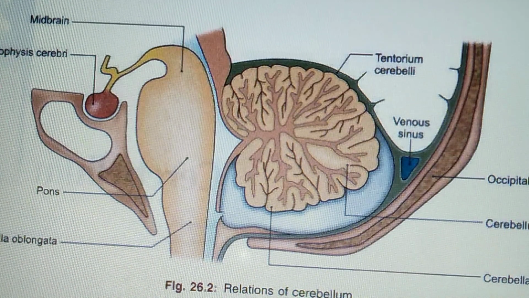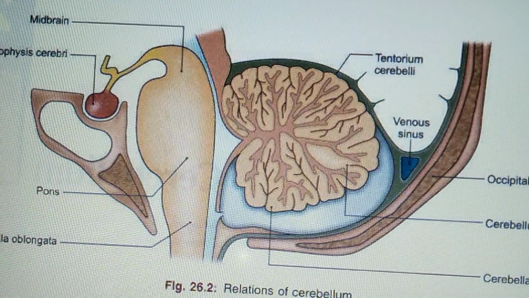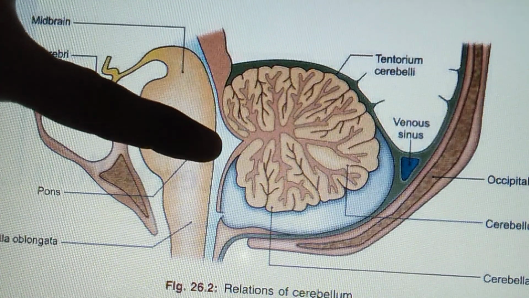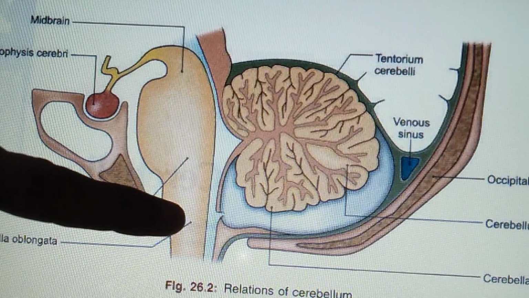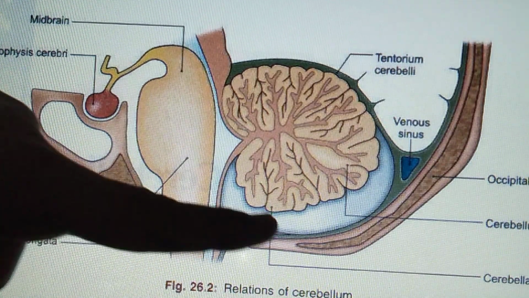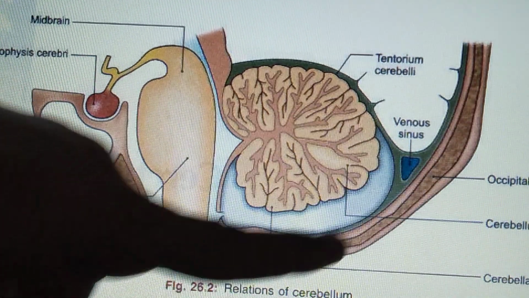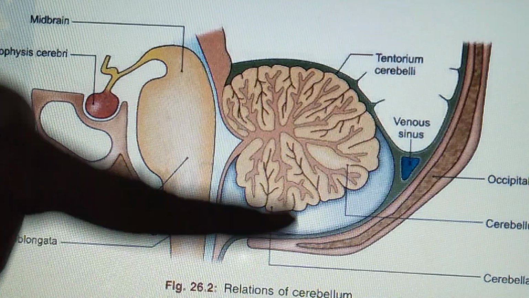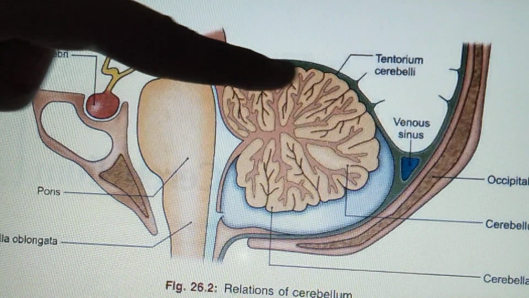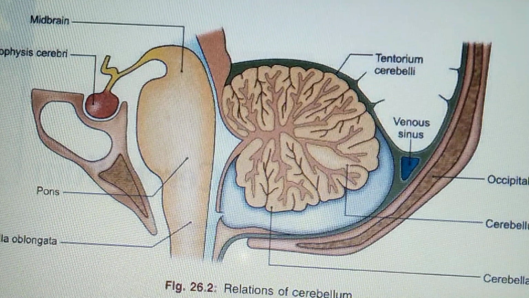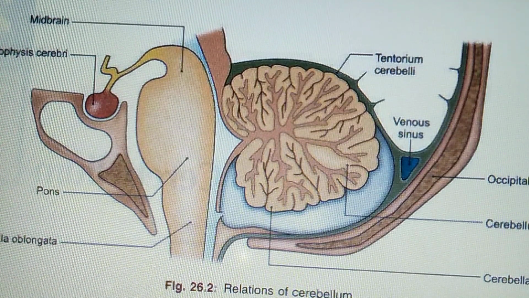Relations: if we see, the cerebellum anteriorly is related to the fourth ventricle, pons and medulla, postero-inferiorly with the squamous occipital bone, and superiorly with the tentorium cerebelli. These are the three relations of the cerebellum.